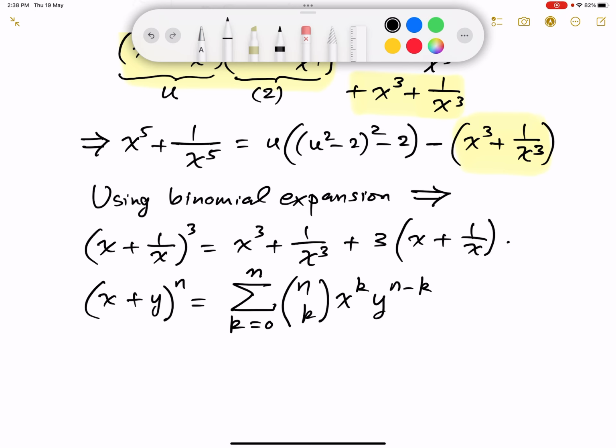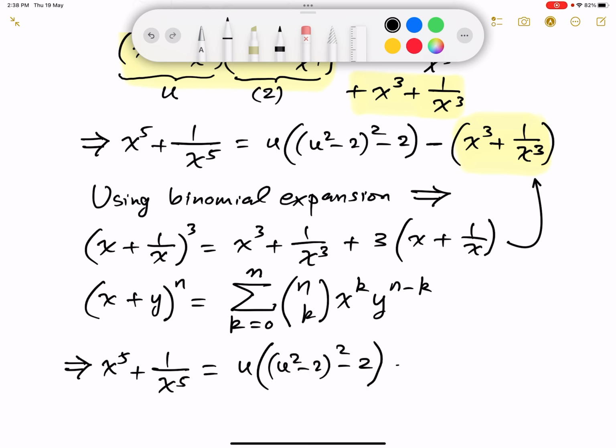So I don't need to do it myself. You can double check and verify the final result using the binomial expansion. What I'm going to do here is take this final result and substitute it here. That implies that x to the power 5 plus 1 over x to the power 5 is nothing but u multiplied by (u squared minus 2) all squared minus 2, minus x cubed plus 1 over x cubed, which is basically equal to u cubed.